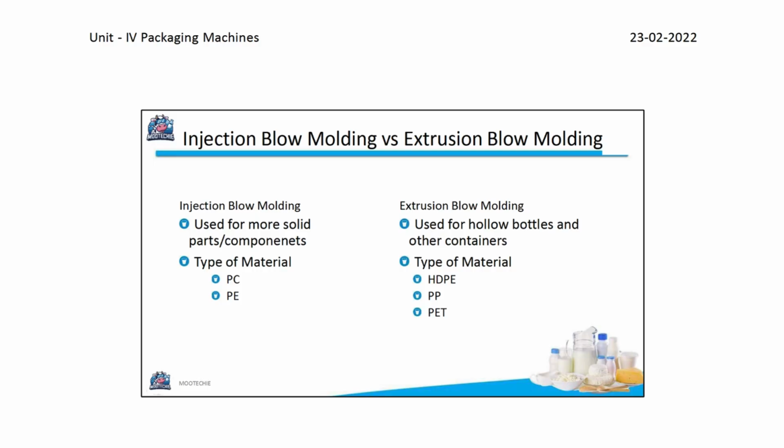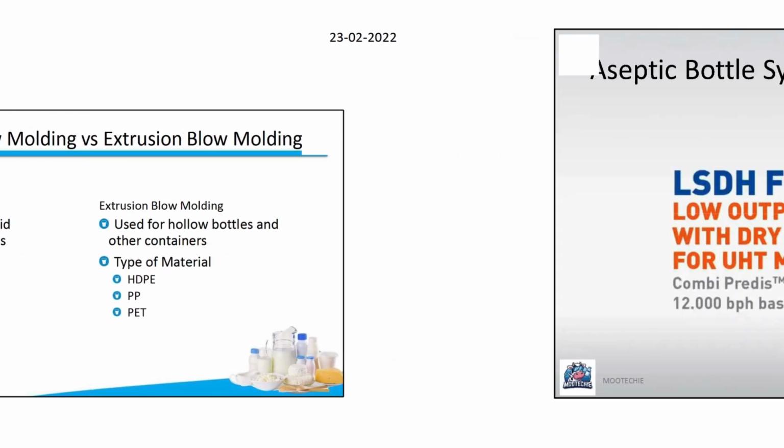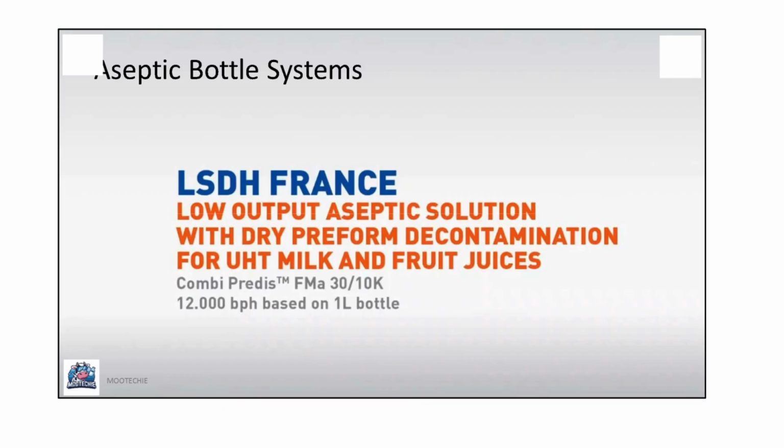To see this in a real-world context, let's look at an example of an aseptic bottle system. The Combi Predis FMa 3010K from LSDH France is a low-output aseptic solution. It uses a dry preform decontamination process and is designed for packaging UHT milk and fruit juices. This system can achieve a speed of 12,000 bottles per hour when using a 1-liter bottle size.